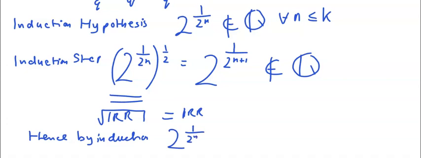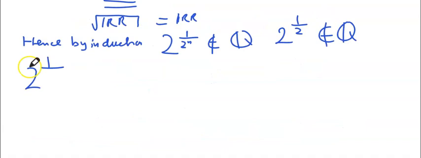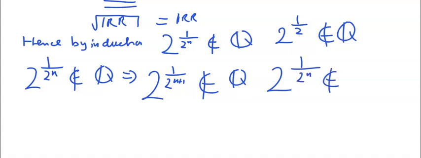2 to the power of 1 upon 2 to the n is not a member of the rational numbers, because 2 to the power of a half is not a member of the rational numbers, and 2 to the power of 1 over 2 to the k is irrational has been shown to imply that 2 to the 1 upon 2 to the k plus 1 is irrational, and so 2 to the power of 1 upon 2 to the n is not a member of the rational numbers for all n which are members of the natural numbers, assuming the natural numbers to be the positive integers.